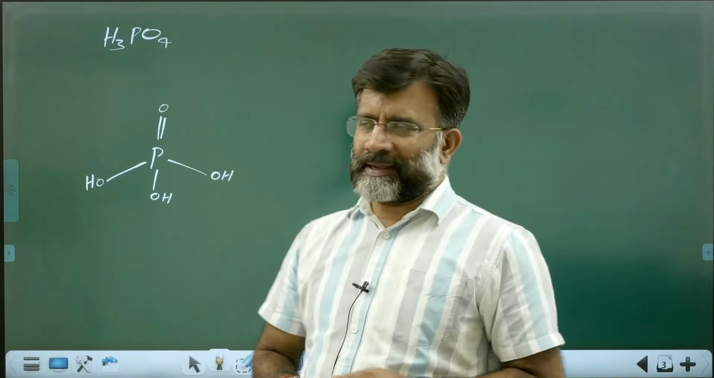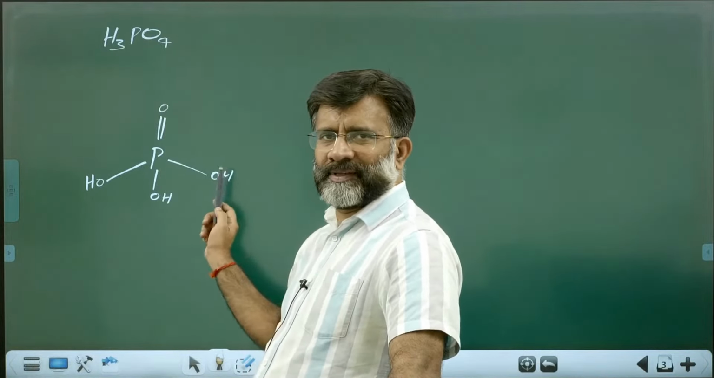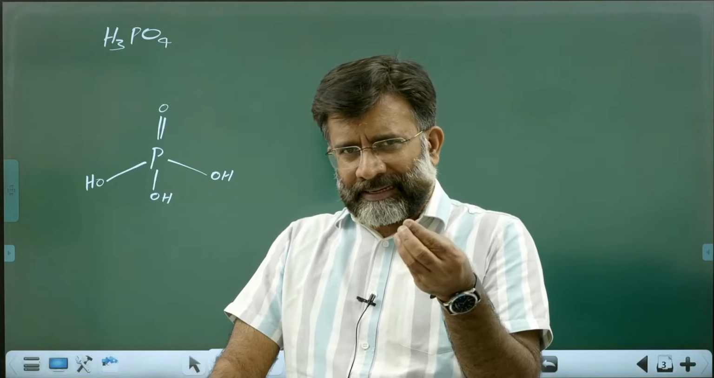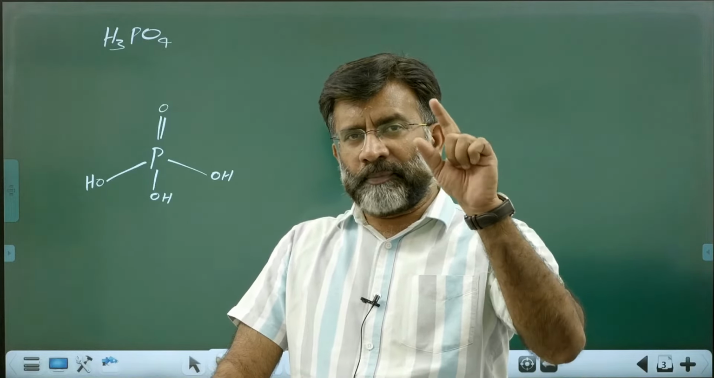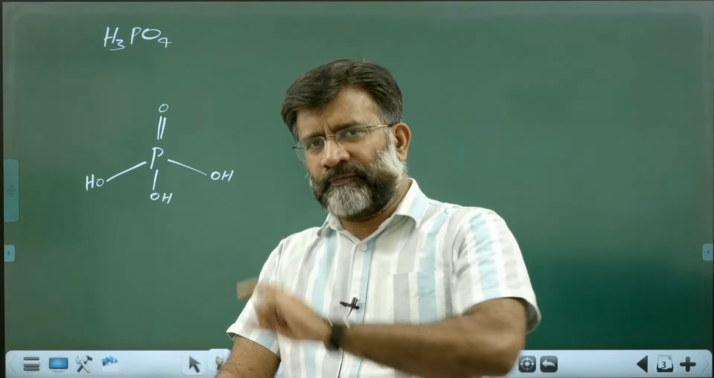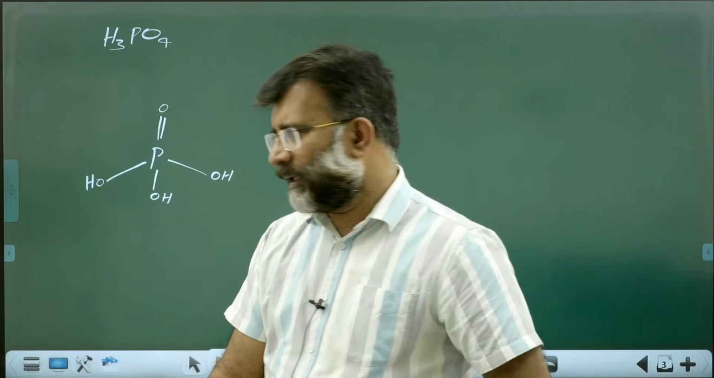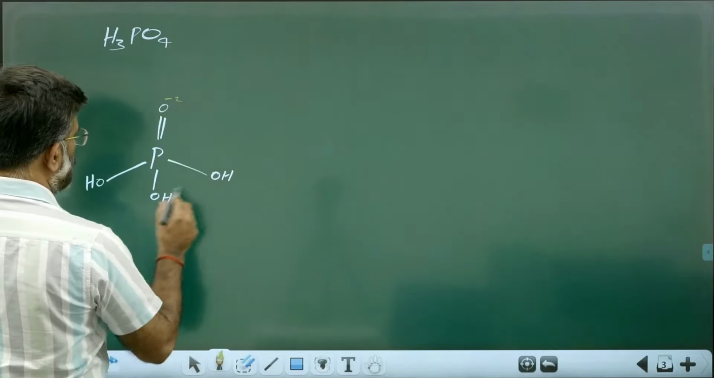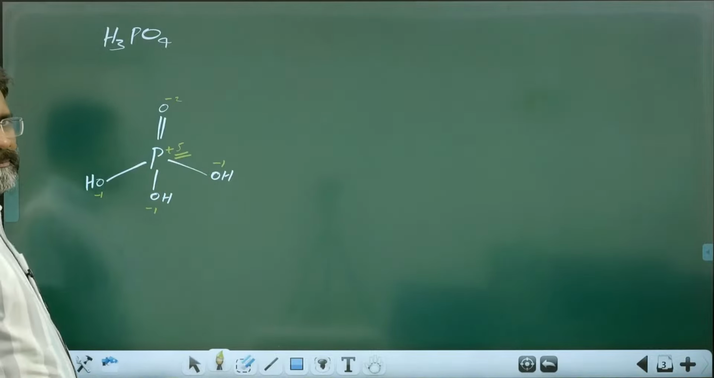Here you can have a look at 1 double bond O per 3 OH groups. So for 3 OH groups, 1 P double bond O. That makes it slightly lower in acidic character compared to phosphorus acid. So hypophosphorus acid is relatively more acidic than phosphorus acid, than phosphoric acid. This is orthophosphoric acid, tribasic acid character. What is the oxidation number coming? It will be +5 state.